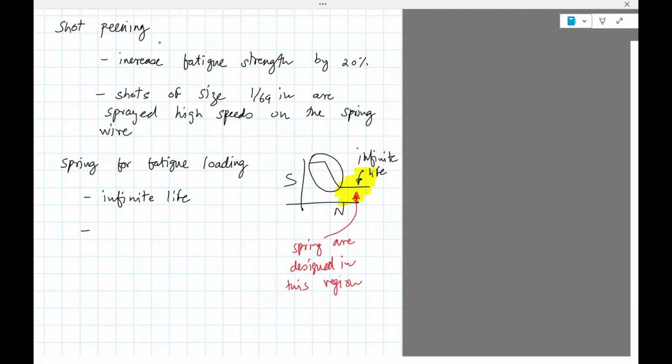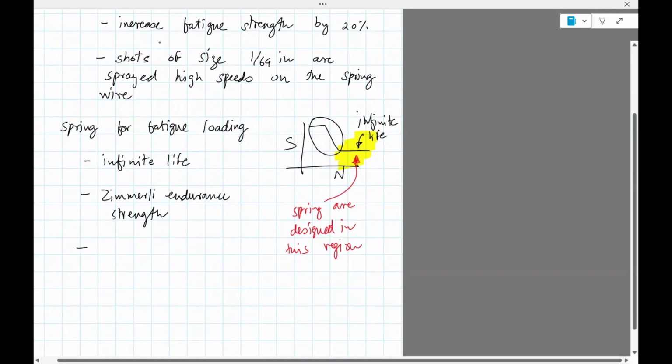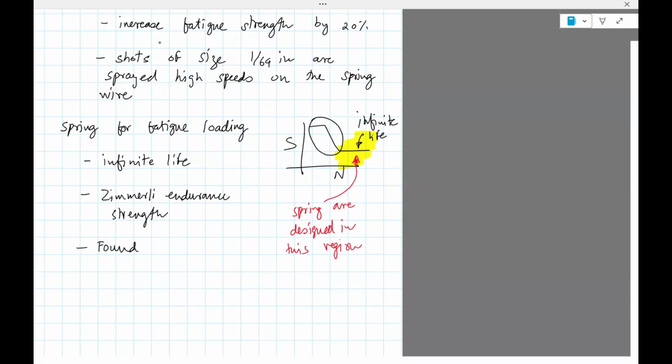A lot of work has been done by a guy called Zimmerli. And in his honor, they call it the Zimmerli endurance strength. I'll get to what Zimmerli did in just a bit. Okay, so what Zimmerli found was that the size, the material, and tensile strength have no effect on the endurance of springs, provided the size of the springs is 3/8 of an inch or less, or 10 mm or less.